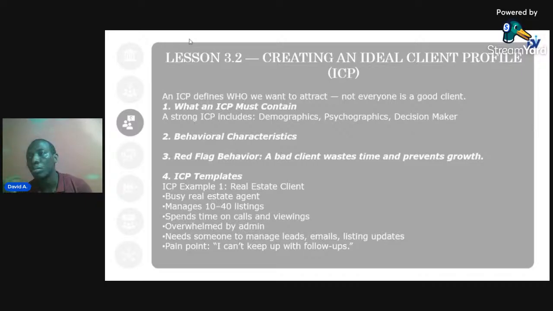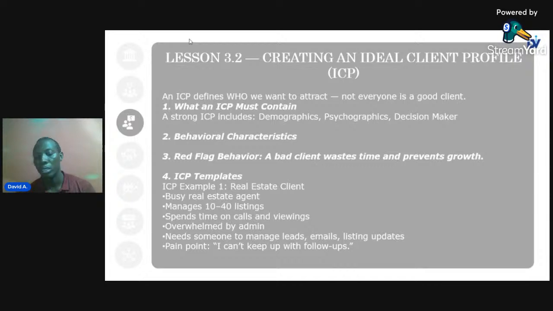Number 2 thing when creating your ICP is behavioral characteristics, such as having a clear business goal, right? You want to have a high quality client that has a clear business goal. We are doing A, B, and C to have the result of X, Y, and Z. It's simple and clear, right?